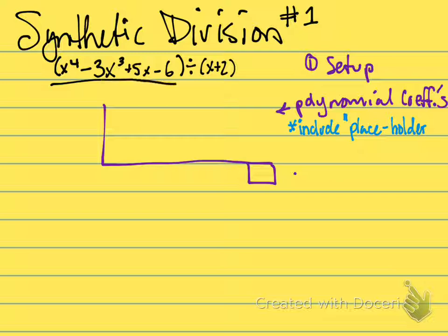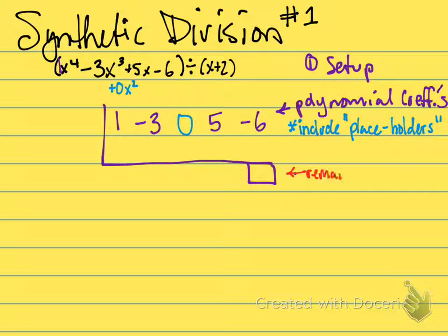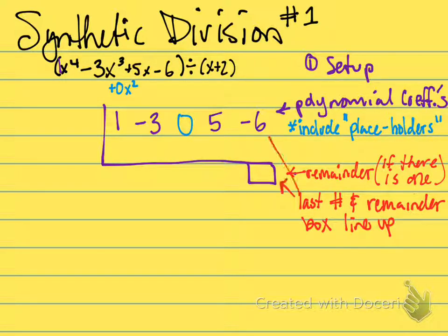So the coefficients of this polynomial, which would be 1, negative 3, there's a missing x squared term, so 0, 5, negative 6. And then this box stands for the remainder, and you make sure that box lines up with the last number right there. So that's how we set it up.